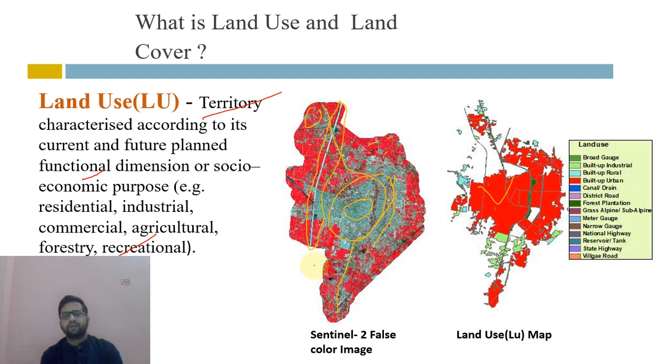So land cover means the biophysical, biological features of the earth surface that cover it broadly. Land use means the features of the earth surface used for different purposes, that is the land use features.